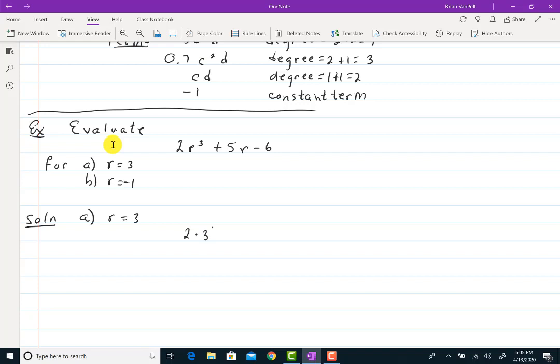And that's to the third power. So look here, the natural assumption is that between the 2 and the r you have multiplication going on. That's why I put the dot here, because if I didn't it would look like 23 to the third power. But then I need to replace the r after 5 as well, so I'll put a 3 there, and then minus 6. And then when I evaluate this thing, I'll get 2 times 27 plus 5 times 3 minus 6. Now I'll do the multiplications. 54 plus 15 minus 6, and that will give us 63.